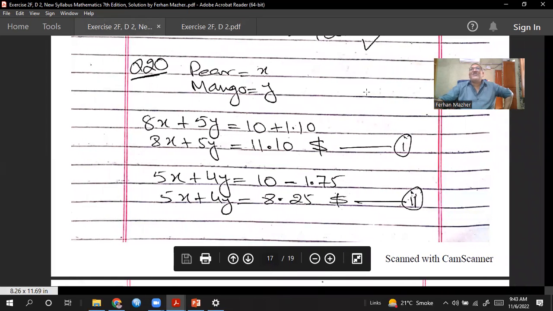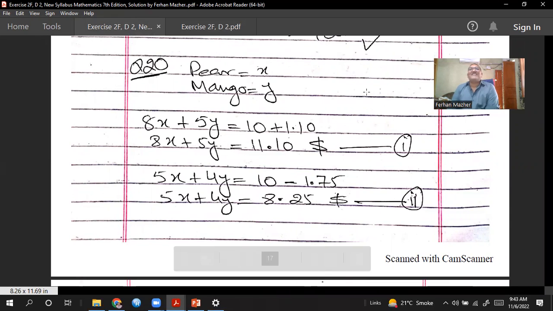Okay. So the price of the pear is x dollars. The price of 1 mango is y dollars. 8x plus 5y will be equal to 10 plus 1.10, so 8x plus 5y will be equal to $11.10. The second statement says 5 pears and 4 mangoes: 5x plus 4y is equal to 10 minus 1.75, so 5x plus 4y is equal to 8.25.